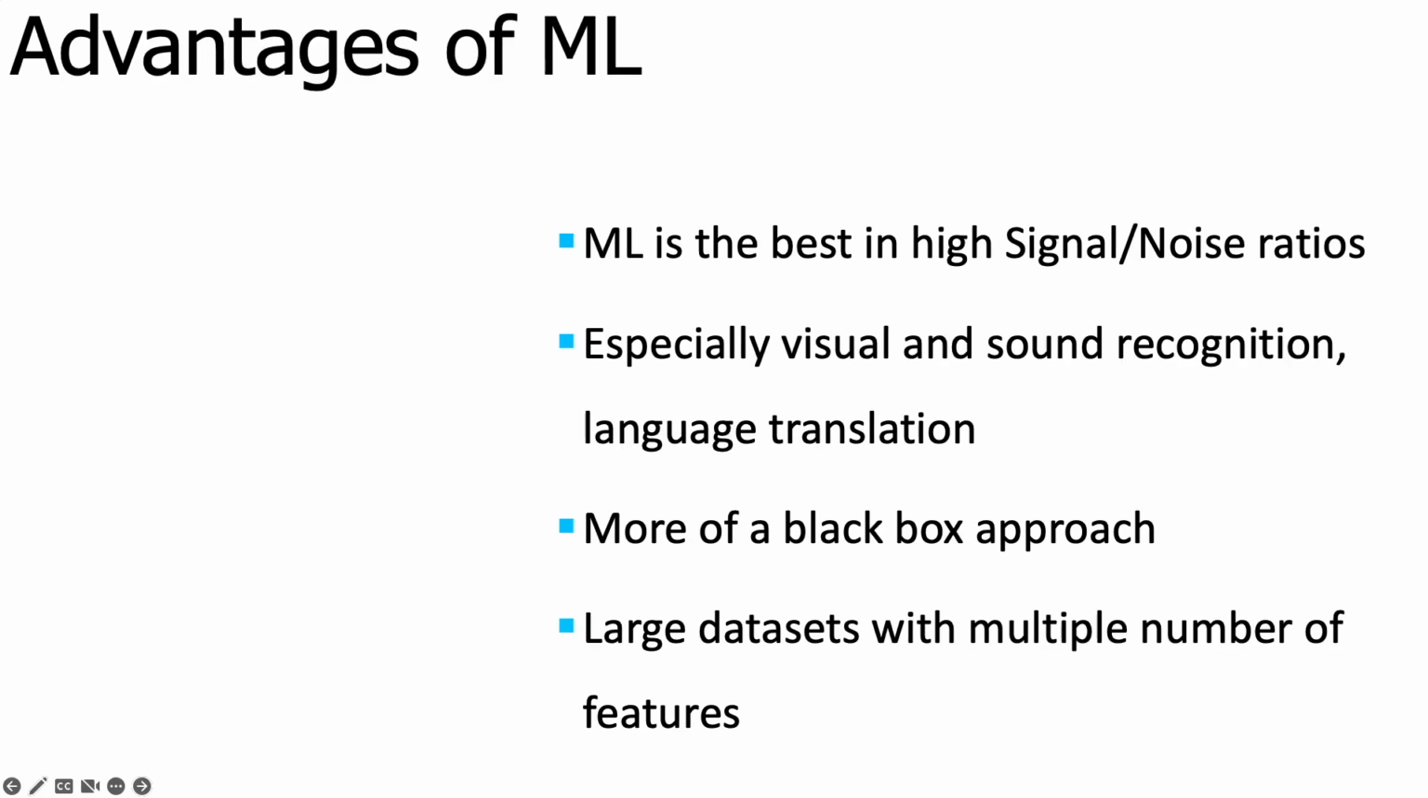Either way, what are the advantages of machine learning? Because, as I said, there are different problems, and machine learning works best when we have a high signal-to-noise ratio. High signal-to-noise ratio means that generally, when observing your data, the important information is larger than the disturbances.